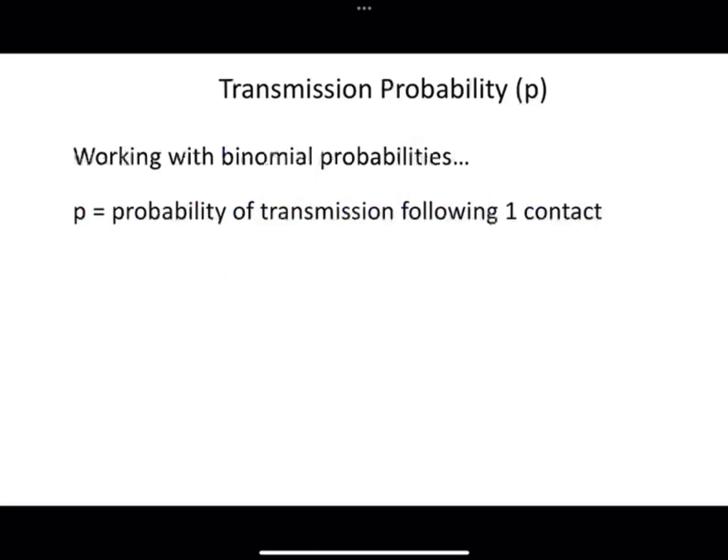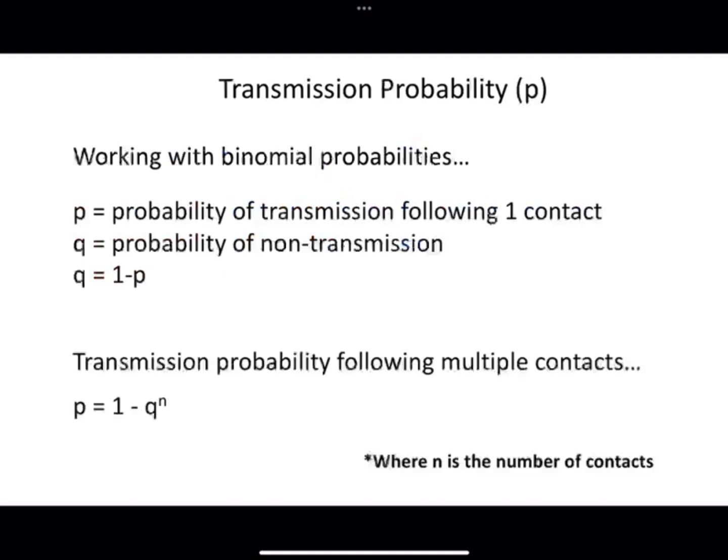So when working with binomial probabilities, you might have also seen this kind of thing with P's and Q's when you're doing population genetics, things like Hardy-Weinberg equilibrium. So P is the probability of transmission following one contact. Q is just the complement of that. It's the probability of non-transmission, so 1 minus P.